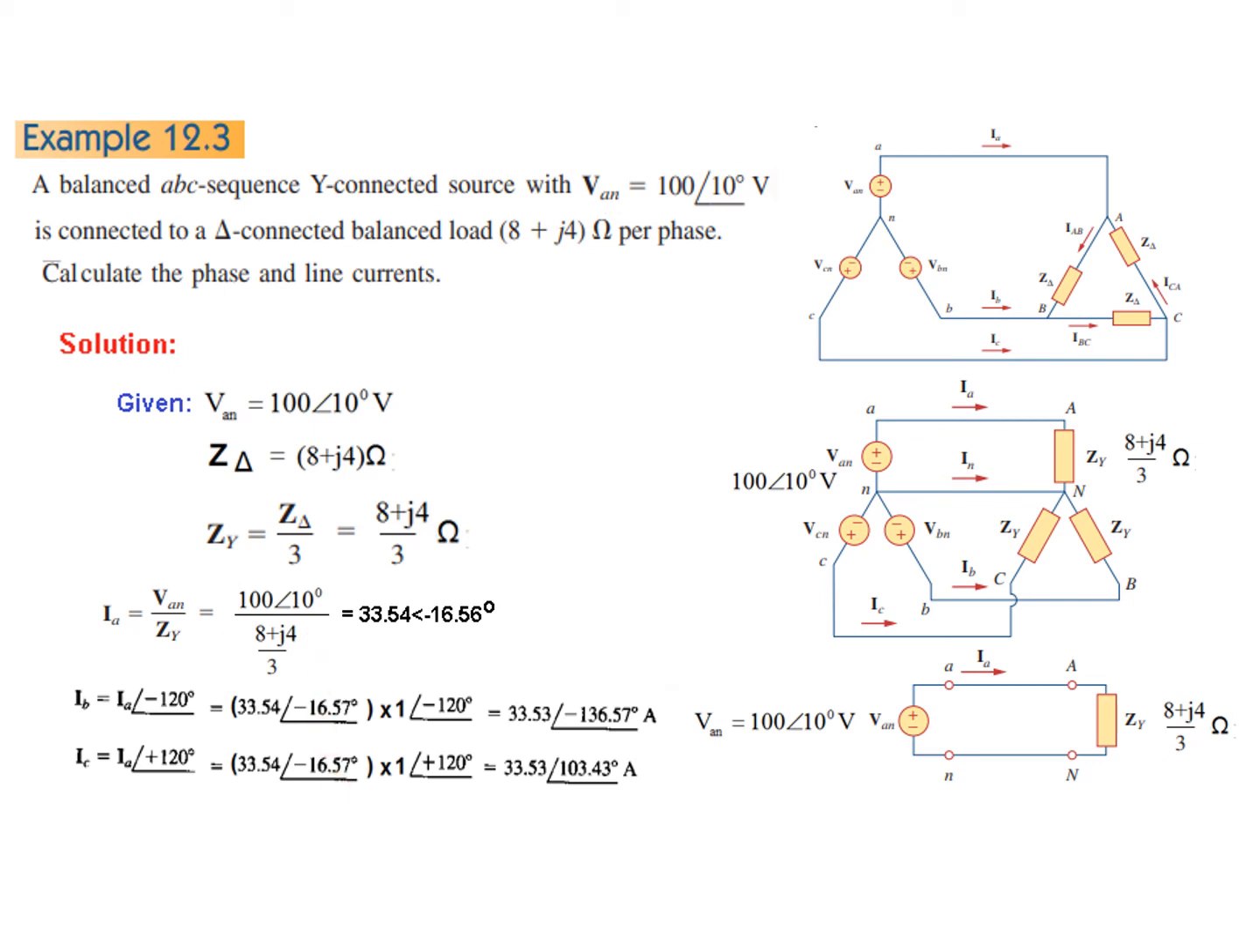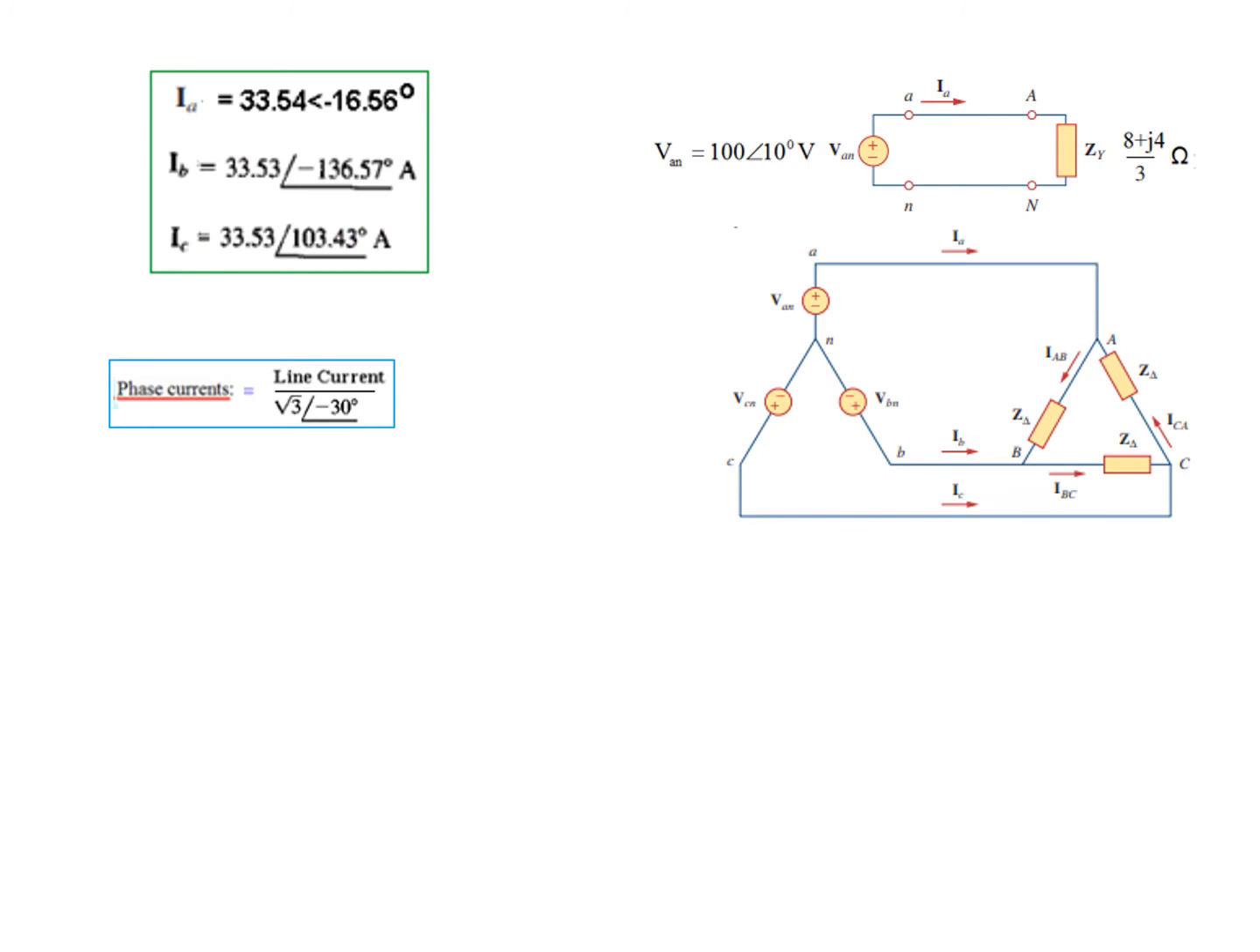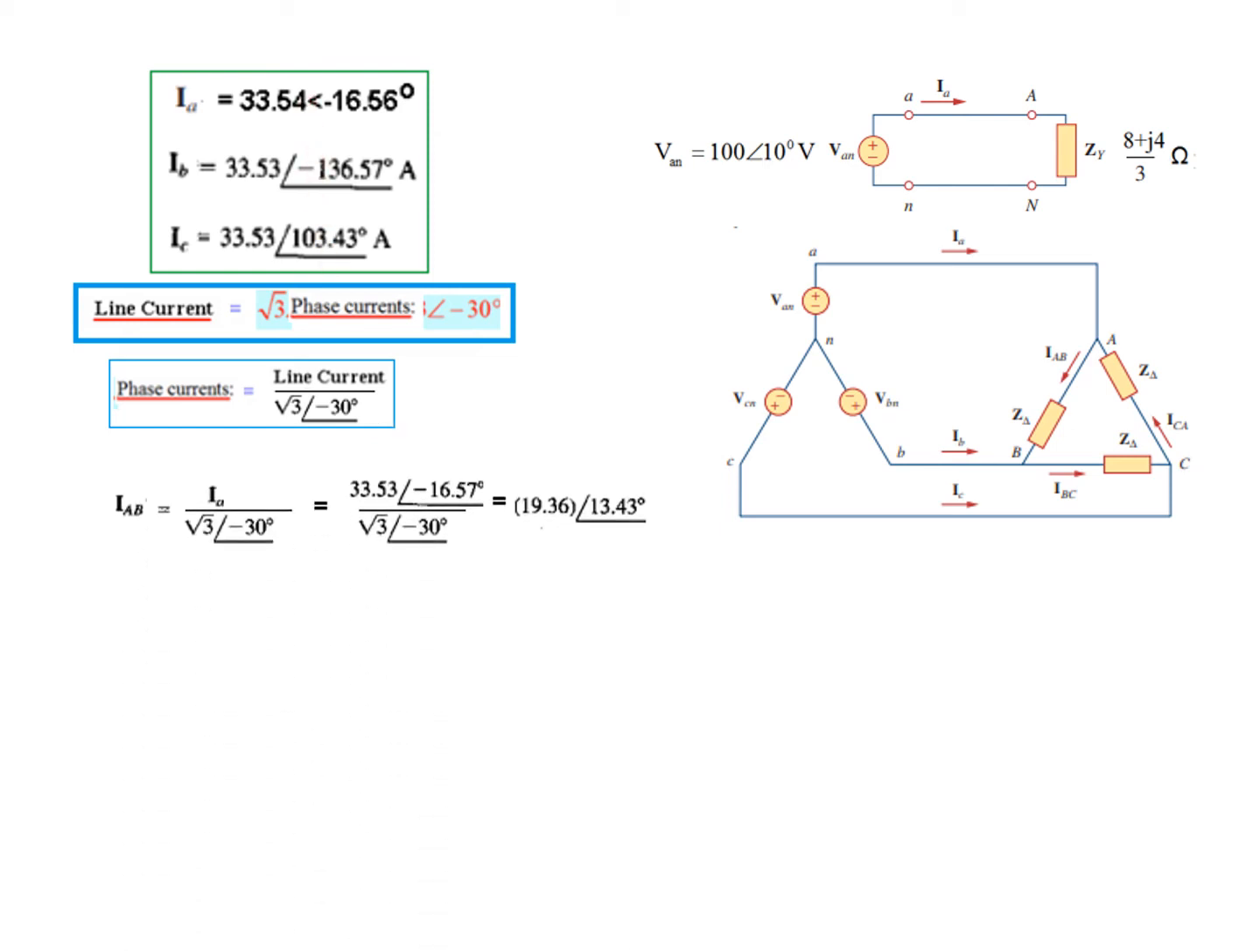And now we'll just apply the formula to get the phase current. This was the line current. From here we can calculate the phase current to be line current divided by root 3 at angle 30. We have these three line currents. So from here, straight away applying the formula, we can calculate the three phase currents.